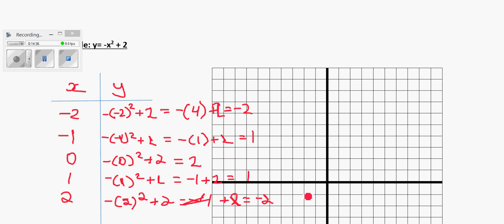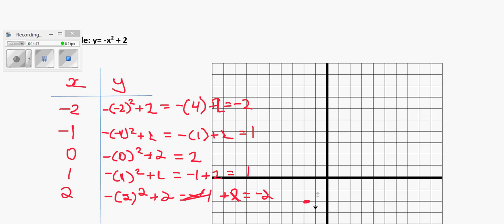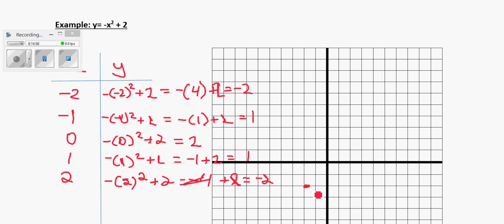So again, we're going to graph our points. So we've got a -2, comma, -2. We've got a -1, comma 1. A 0, comma 2. And a 1, comma 1, and a 2, comma -2.